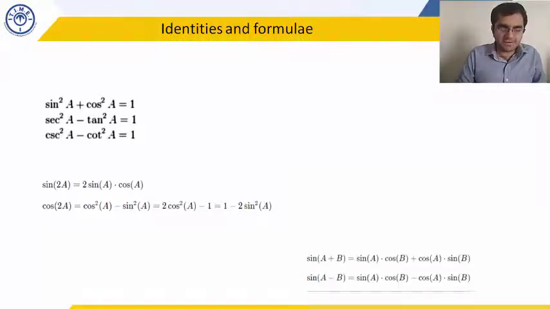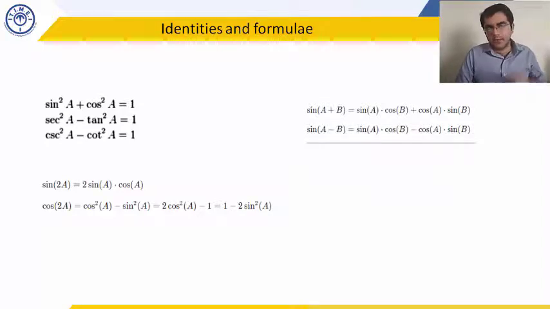Okay, last set of formulae. Now, sine of a plus b is basically sine a cos b plus cos a sine b. And sine of a minus b is equal to sine a cos b minus cos a sine b. As simple as that. Write it down.